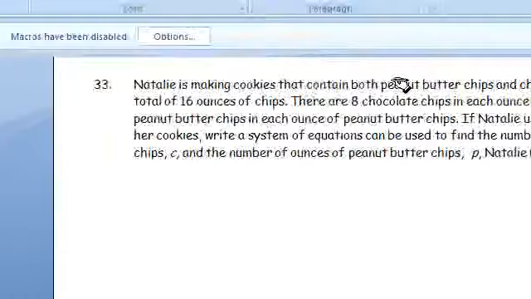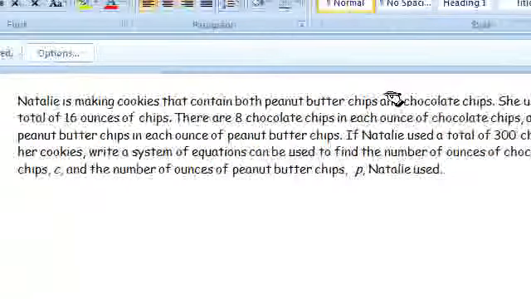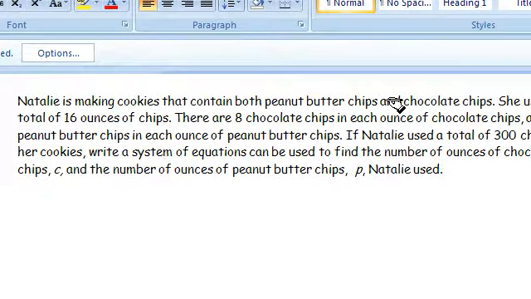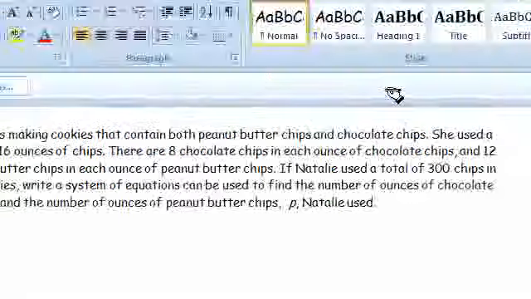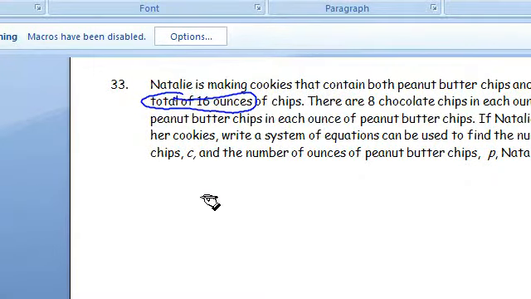Natalie is making cookies that contain both peanut butter chips and chocolate chips. I smell a system of equations coming up. She used a total of 16 ounces of chips. So that's going to be the result of one of our equations. So, 16 ounces.